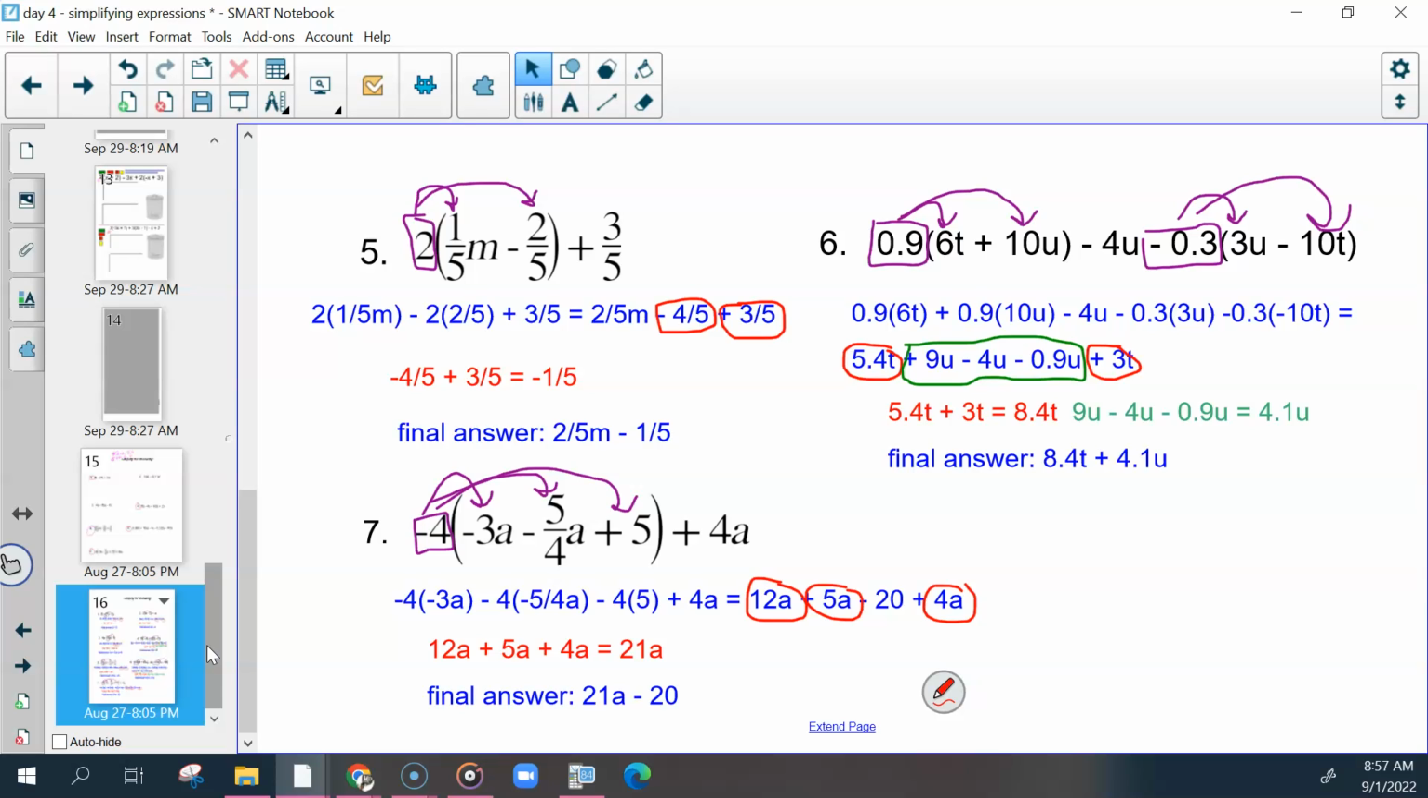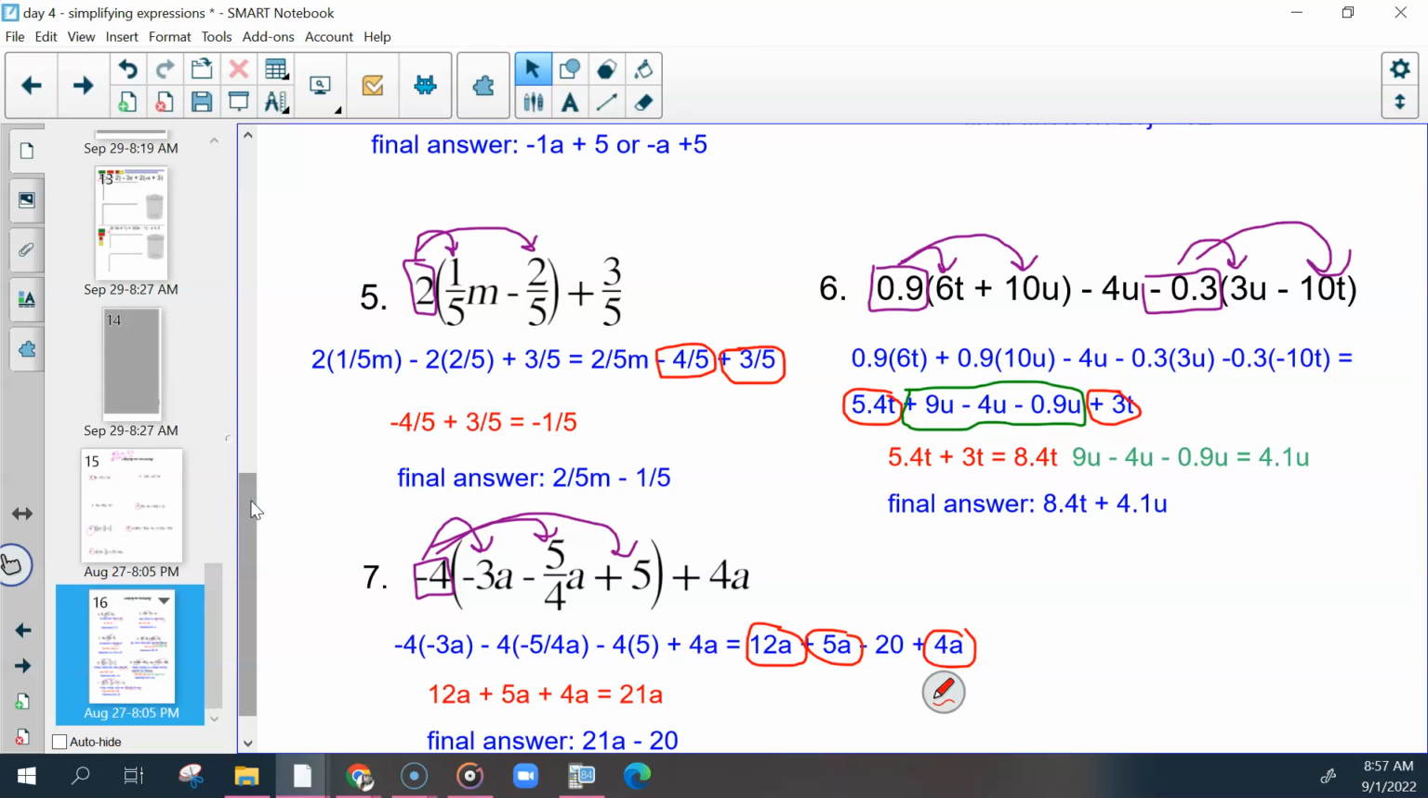So with number 5 and 6, you should have distributed here. Make sure you're just multiplying 2 to the numerators, not to your denominators. When you do that, you get negative 4/5. Sorry, that was the wrong thing. You get 2/5 m and negative 4/5. And then your 3/5 and your negative 4/5 you can combine to get negative 1/5. So 2/5 m minus 1/5 was the final answer for that one. A lot of you got that, so congrats, pat yourself on the back.